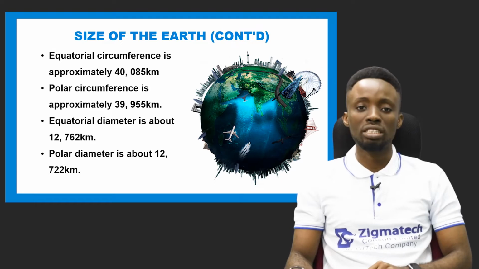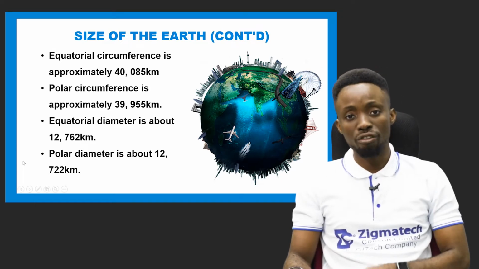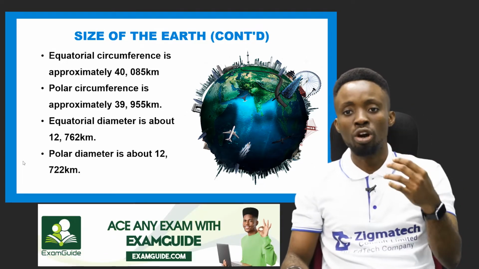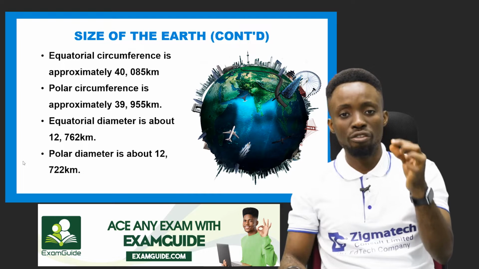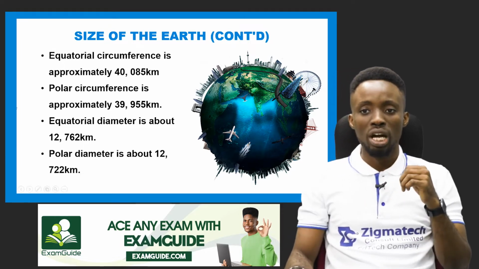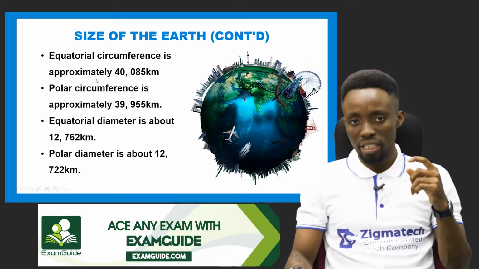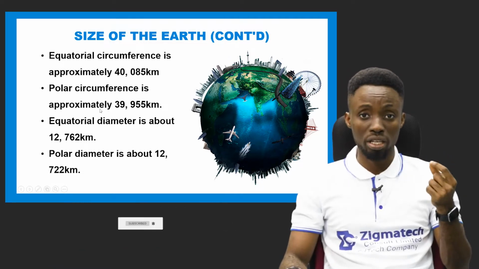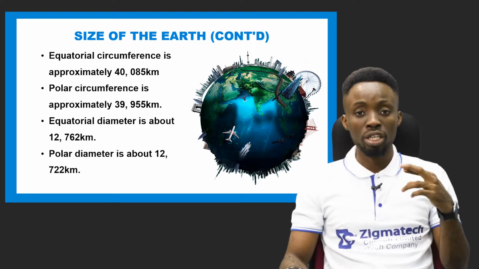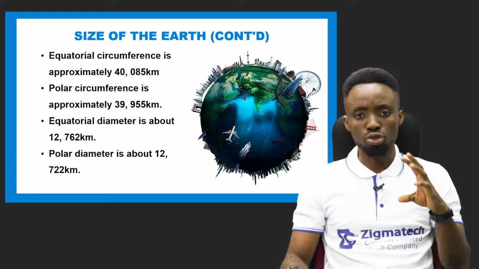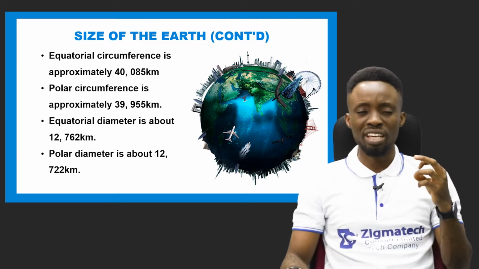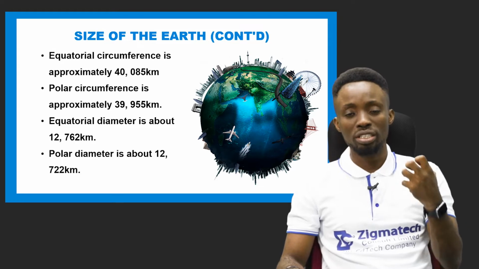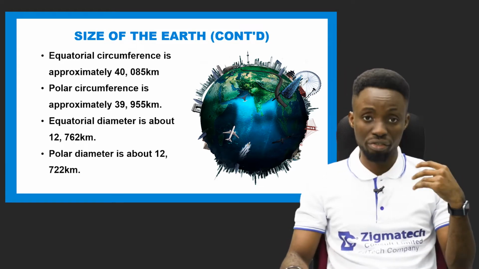Now, if you look at the Earth, you will discover that the circumference, as you head towards the pole, becomes smaller, but the circumference at the equator is much bigger. So at the equator, the circumference of the Earth is approximately 40,085 kilometers. That's the distance around the equatorial zone of the Earth. But if you go towards the pole, the polar circumference is about 39,955 kilometers.